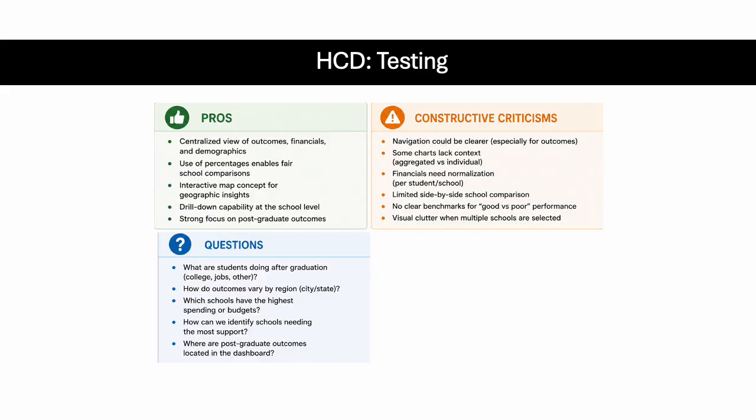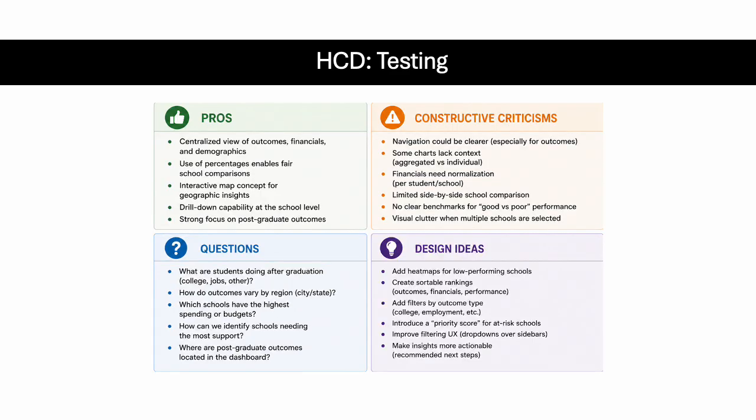Next, some of the questions my colleagues or teammates wanted to address were: what are students doing after graduation, so their jobs, colleges, and how do these outcomes vary by region, for instance the Midwest or East Coast? They were also interested in which schools have the highest spending or budgets, which schools need the most support, and where postgraduate outcomes are located in the dashboard. Most of these questions involve visibility of postgraduate outcomes and the regions they follow.